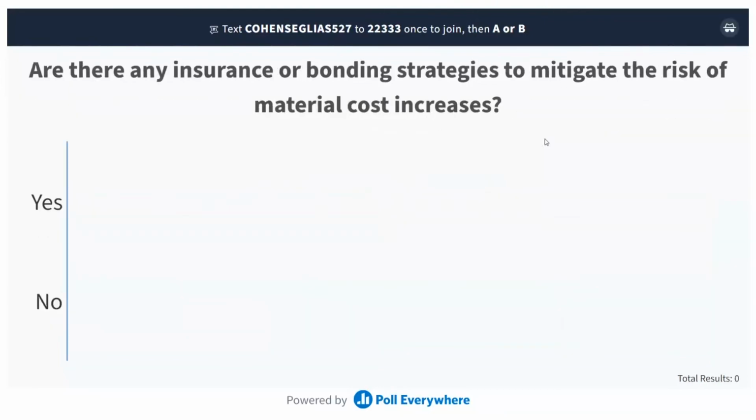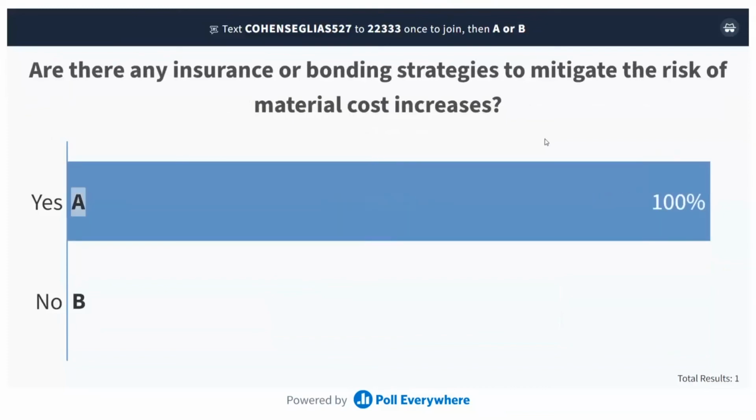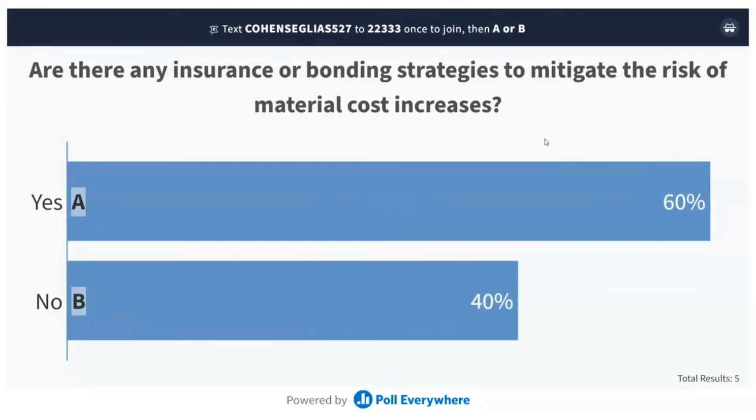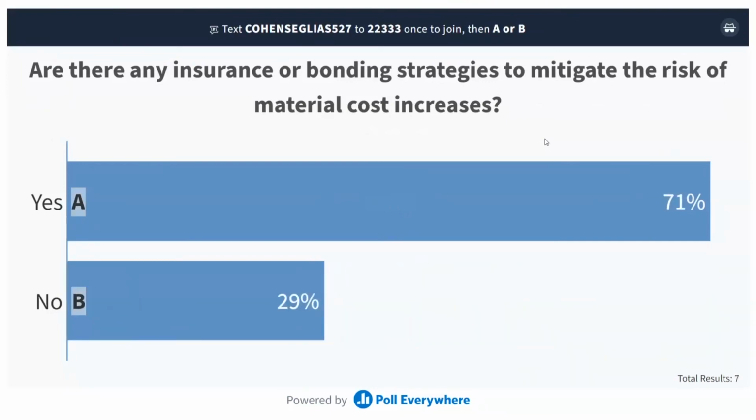All right, here's the last question. Are there any insurance or bonding strategies to mitigate the risk of material cost increases? Yes, no. Insurance and bonding. All right. That's interesting. About 70-30, yes and no.